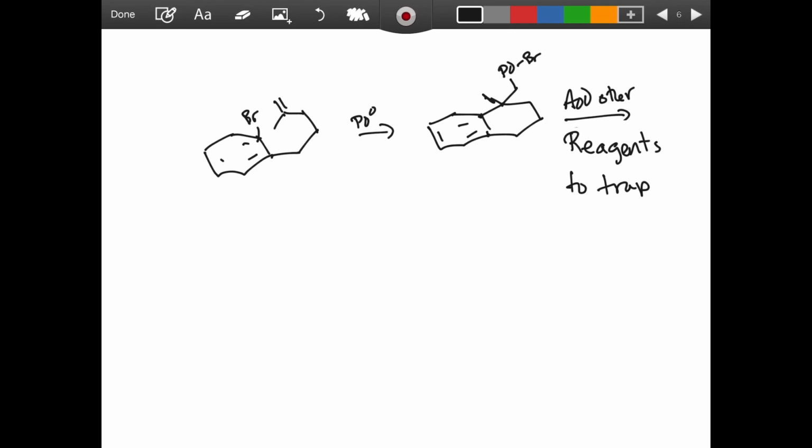So you could add CO2, and you could make a carboxylic acid where that CO2 gets added and replaces the palladium. You could also add some metals to do palladium cross-coupling reactions, right? Because now you have a palladium on a carbon. Now you can maybe do cross-coupling reactions. So you could use CO2.